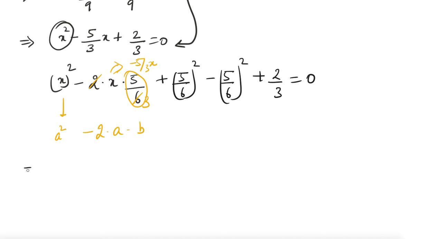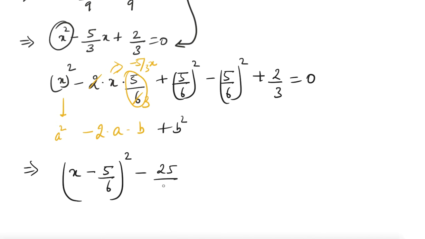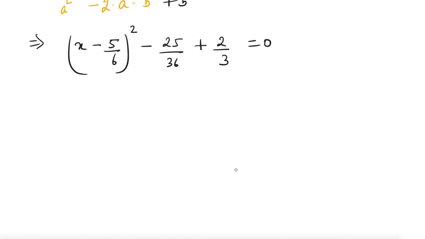Okay, so now what do I have? Now this is plus b square and the remaining term as it is. So this becomes x minus 5 by 6 whole square minus 5 by 6 whole square is 25 by 36 plus 2 by 3. Is this clear? Equal to 0. Now let us see what we get after this.